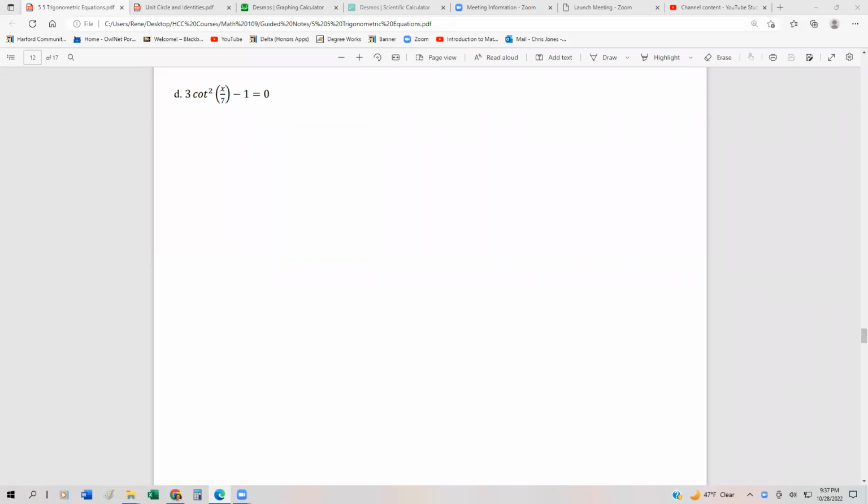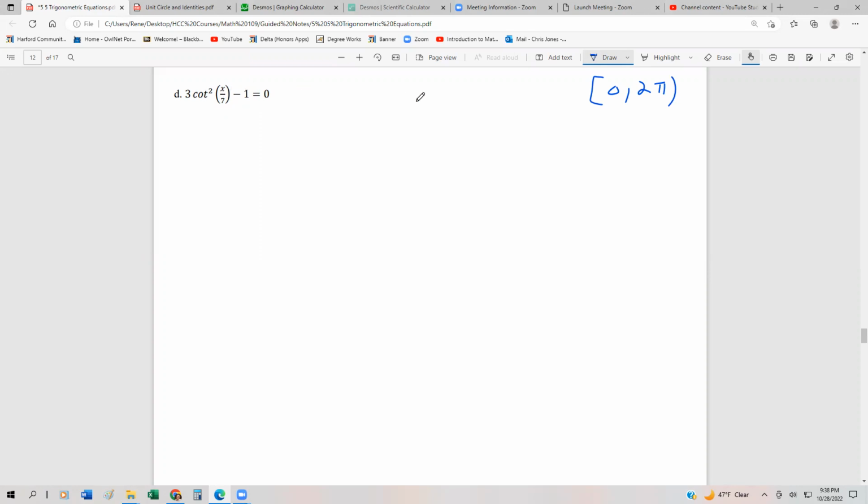We're going to take a look at a few more examples of solving trigonometric equations that have higher order, or degree higher than 1. And remember, when we're finding these, we're going to find the solutions from 0 to 2 pi. All right, so we have this equation: 3 cotangent squared of x over 7 minus 1 equals 0.